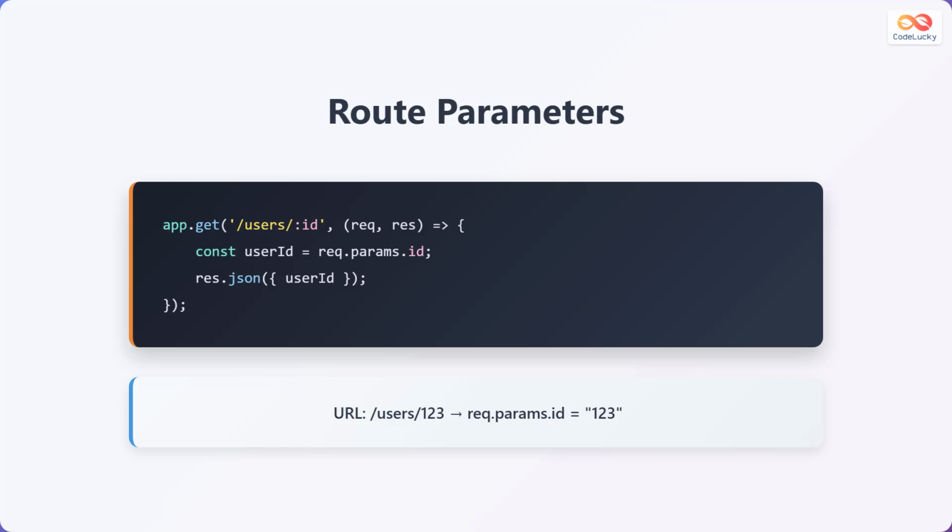Within the route handler, we can access the value of id using req.params.id. const userId = req.params.id. res.json({ userId }). This will send a JSON response containing the user ID. For example, if the URL is /users/123, then req.params.id will be 123.